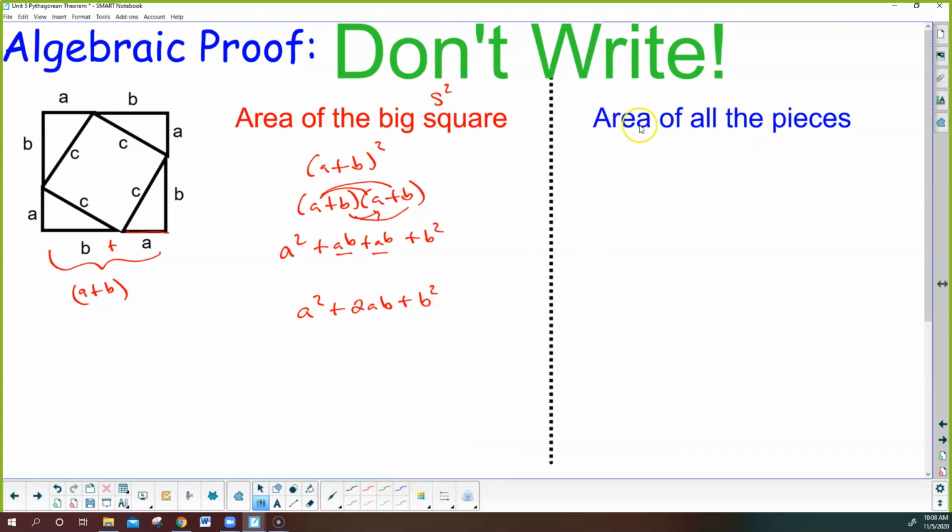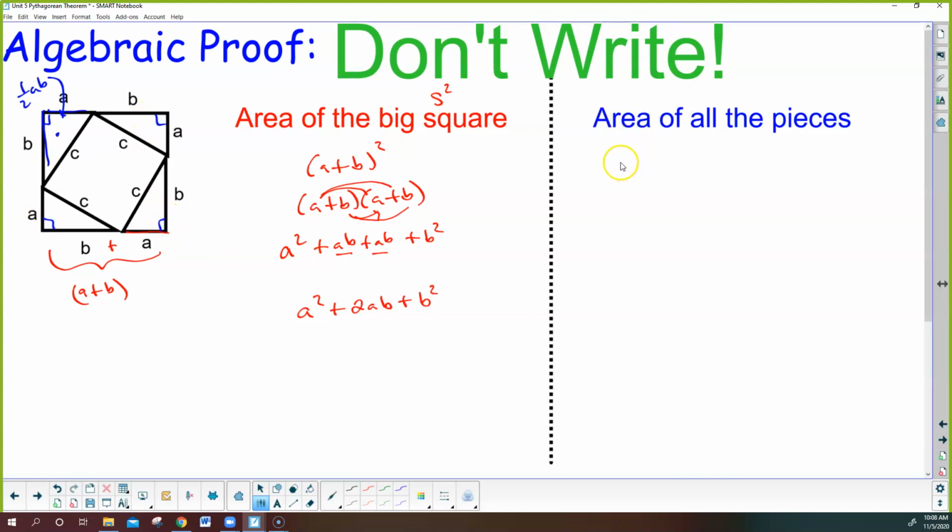the area of all the pieces. So I've got to find the area of each one of these small pieces and add them up. Well, wait a minute. This is a triangle, and the area of this triangle right here is base times height times a half. So it's 1/2 AB. That's the area of this blue triangle, but I've got 4 of them total.